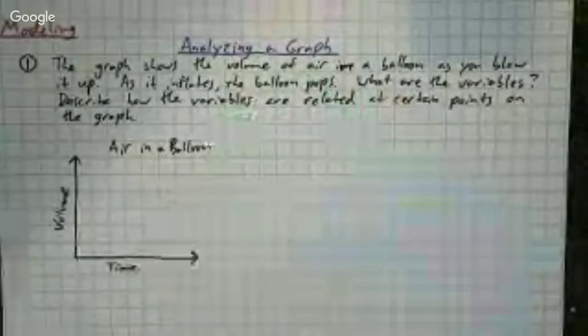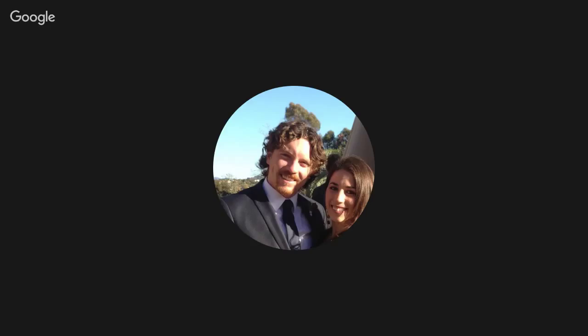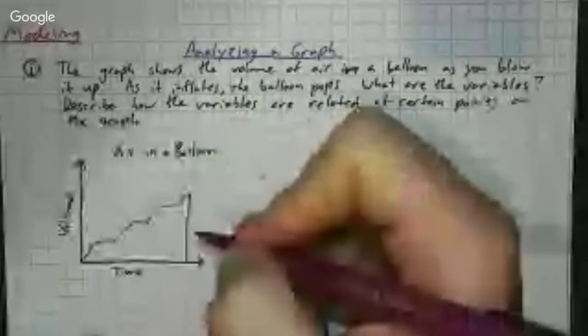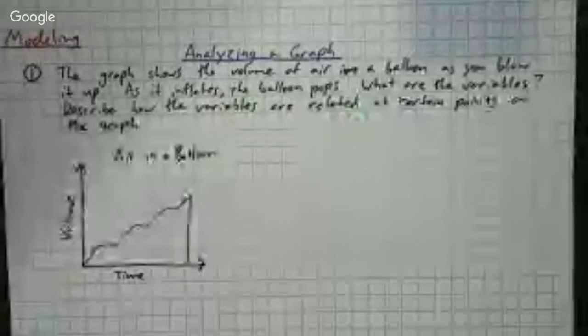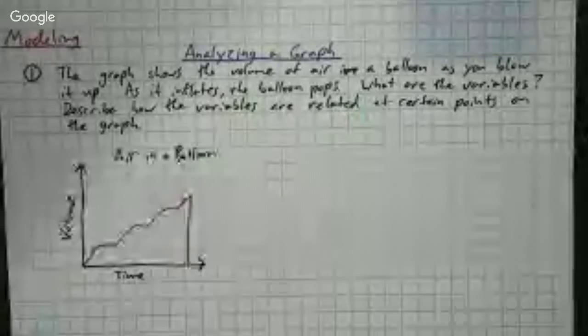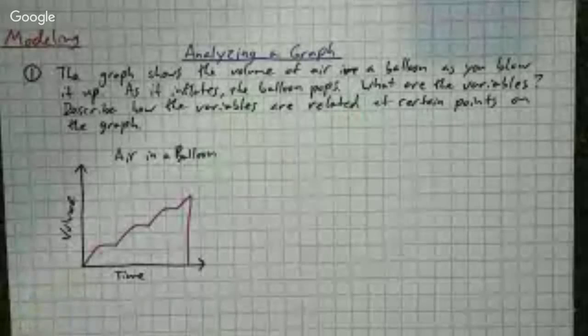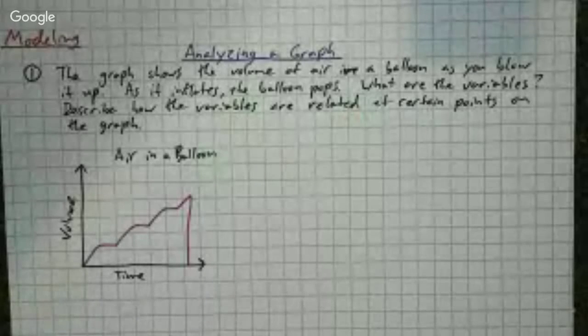Okay, so now you're going to watch as I draw, and the reason I'm doing each thing here in a second. So we're going to start. Okay, so that is our graph. So what we need to do is explain the volume and the time and the balloon. We need to understand this relationship.